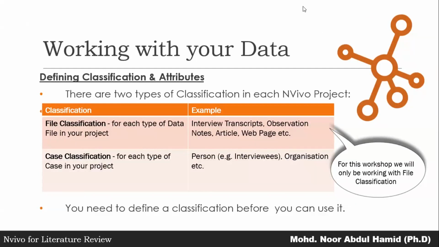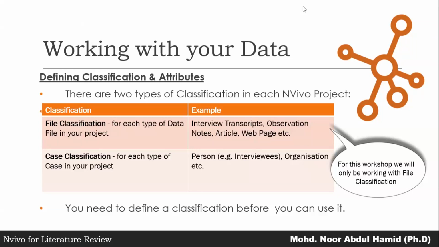The first one is called file classification. So in this case, file classification refers to the type of files or the type of data in your projects. For example, you may have in your project interview transcripts, observation notes, articles, web pages, reports, and so on. These are the file classification. Maksudnya jenis-jenis file yang you akan gunakan dalam you punya NVivo. So to make it simple, file classification merujuk kepada jenis-jenis file yang you ada dalam you punya project NVivo yang you pakai.